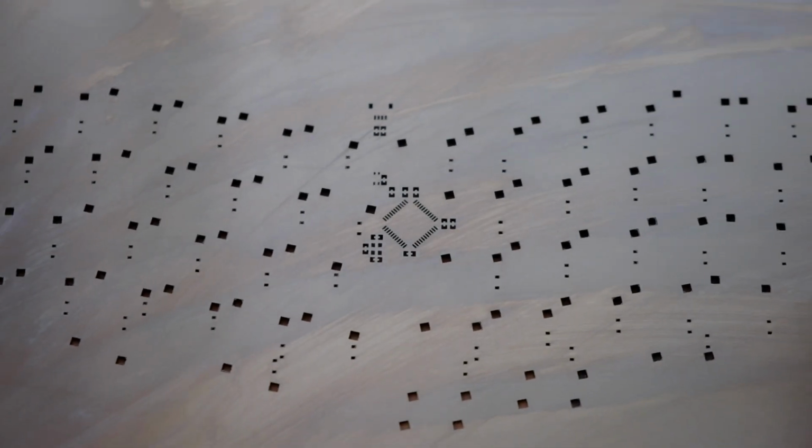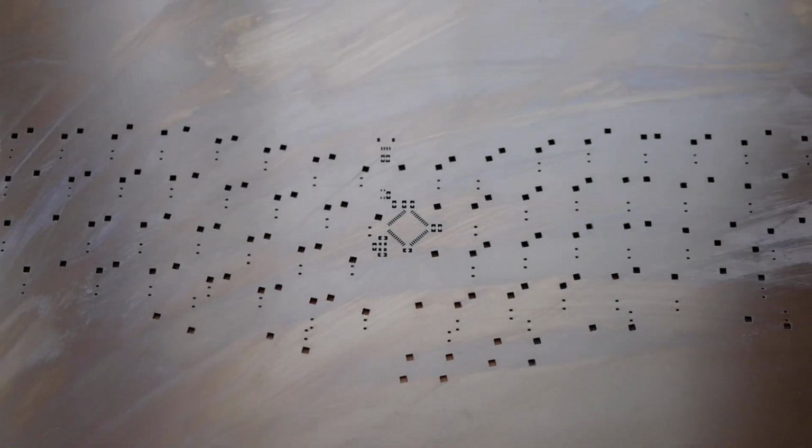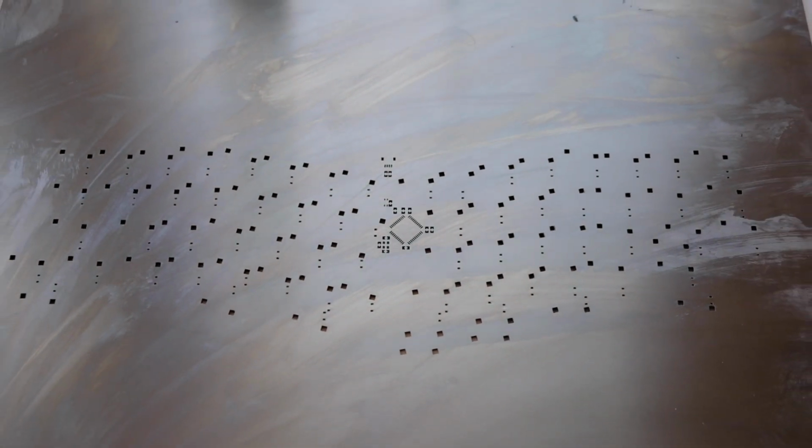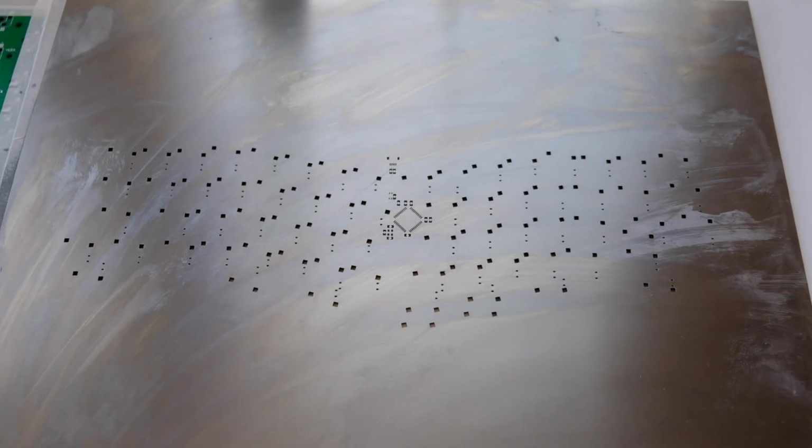Now, let's talk about the stencil fixture. The stencil is a large sheet of aluminum that was ordered alongside the boards and has holes that correspond with the SMT pads of the PCB.